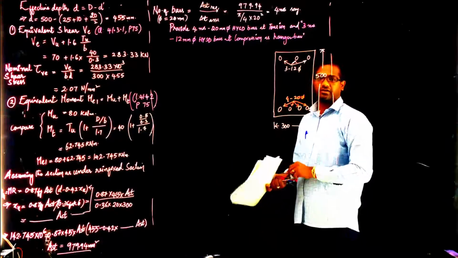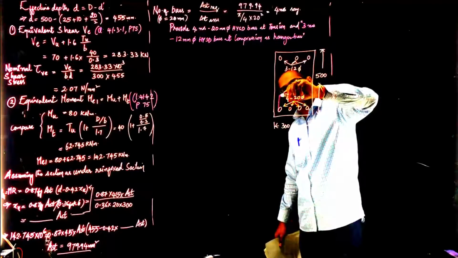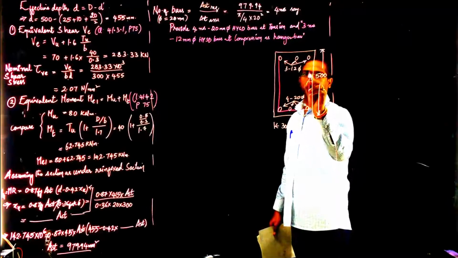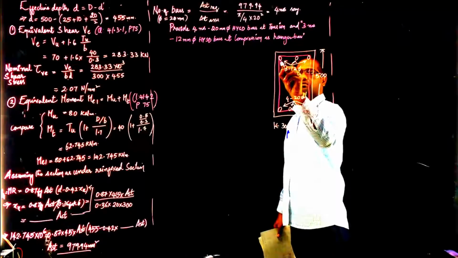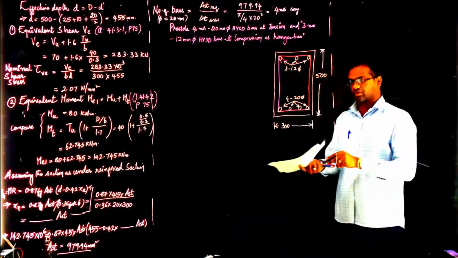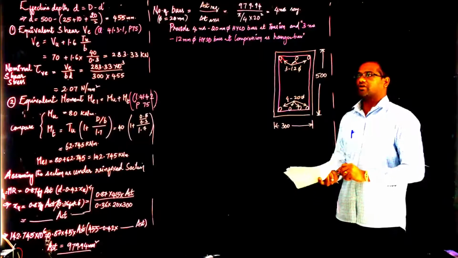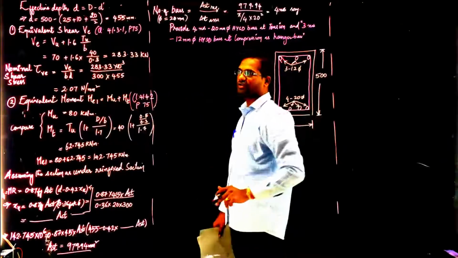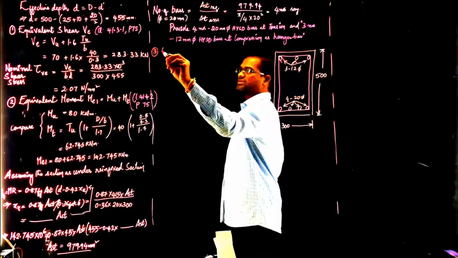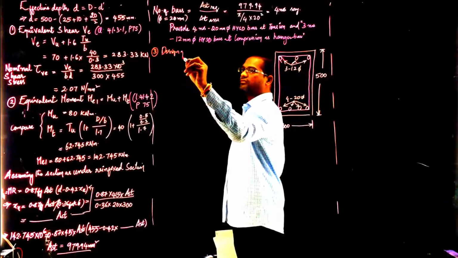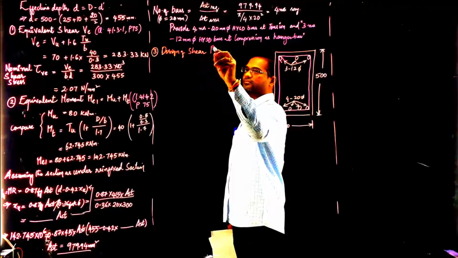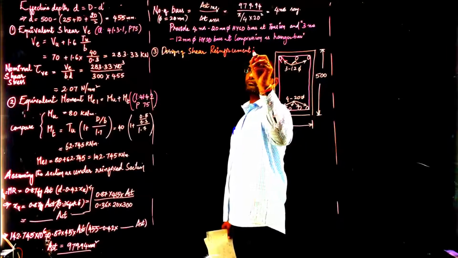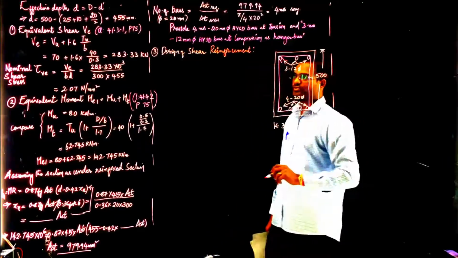Now you need to design the shear reinforcement. Shear reinforcement we have discussed. It will be a ring, right? This is how it goes. Now you need to calculate that shear reinforcement. Put a side heading. You have calculated equivalent shear here, tau V. Now design for shear and torsion. Design of shear reinforcement.